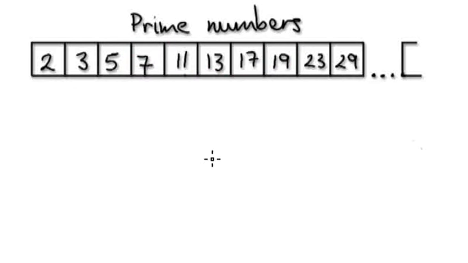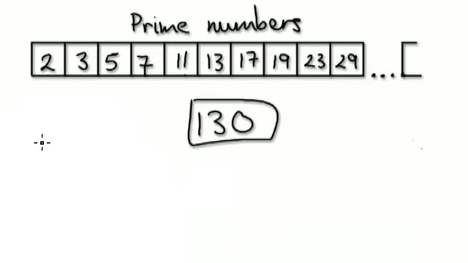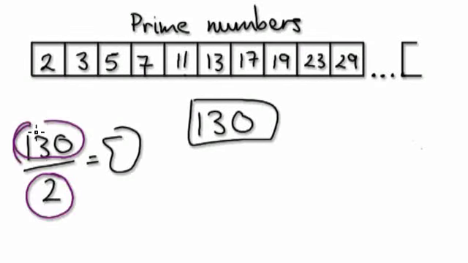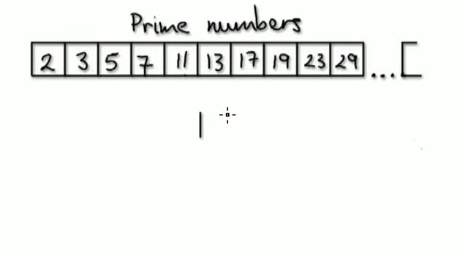So let's start again. If I were to give you 130, how can you tell me all the factors of 130? Remember, a factor is this: if you divide a number by another number and it gives you a whole number, then that number is a factor. Okay, 130. List all the factors of 130.